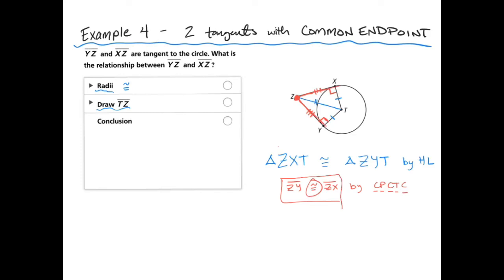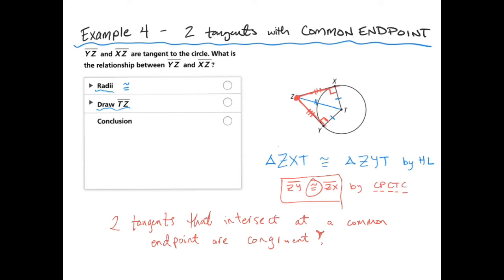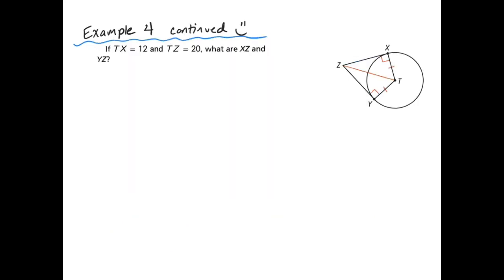So let's sum it all up. Two tangents that intersect or meet at a common endpoint are congruent. So in this case, ZX and ZY both met up at point Z, so therefore they are congruent to each other. Awesome. So in this next part, we're going to apply that.